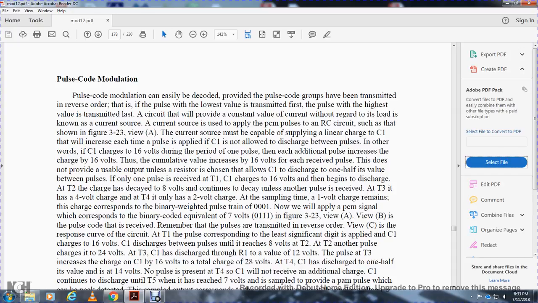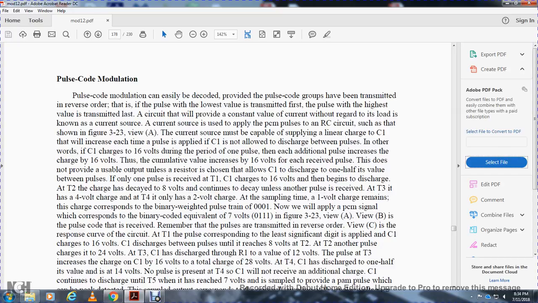Transistor 2 is charged with a decay to 8 volts and continues to decay until another pulse is received. Transistor 3 is 4 volts discharge and transistor 4 is only 2 volts. Sampling at time 1 volt, the charge remains, corresponding with the binary weighted pulse of 0001. Applying positive pulse code modulation will correspond with the binary code equivalent to 7 volts of 10111. Figure 3-21, view A and view B is the pulse code of the receiver.